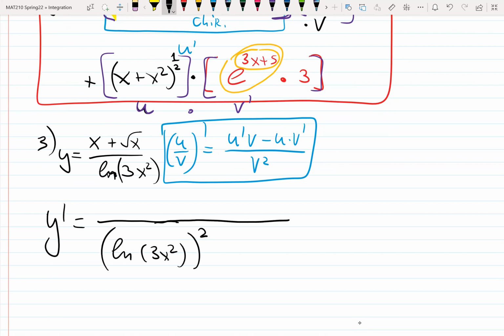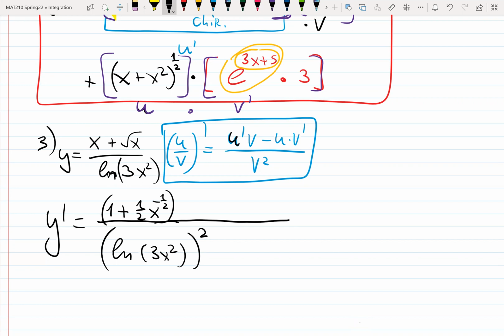We never ask you. Derivative of the numerator is x gives you 1 plus square root of x gives you 1/2, x to the minus 1/2. Just practice that separately. Many people just remember it.